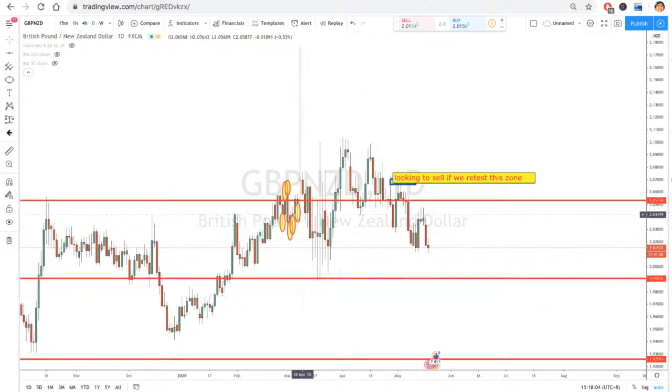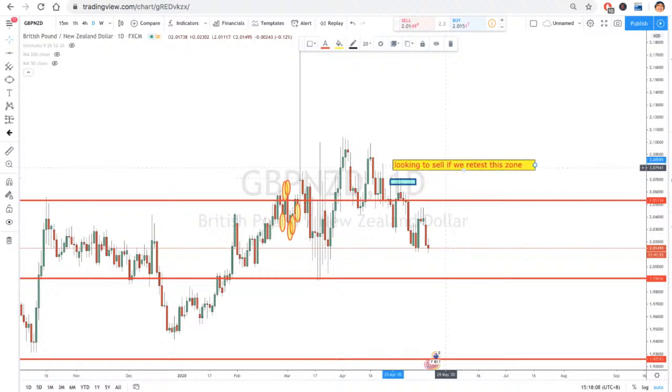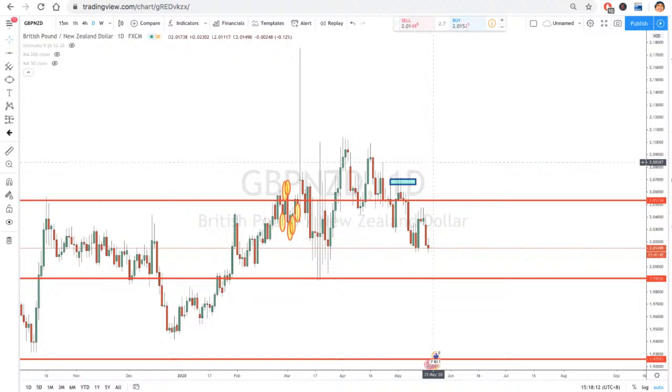Big price action already happened. Looking to sell if we retest this zone. We tested and we sold, okay, this is also done. So now moving forward, where are we? We are back at the $2 range, about here.